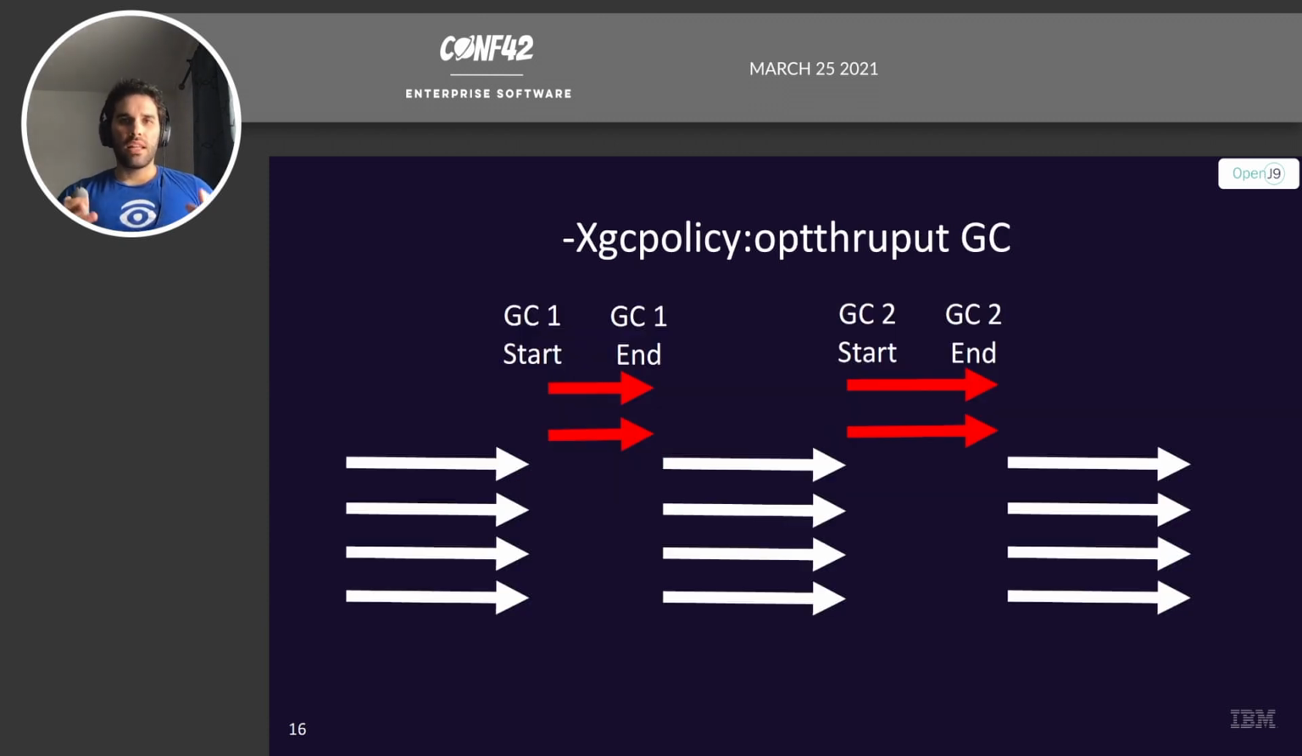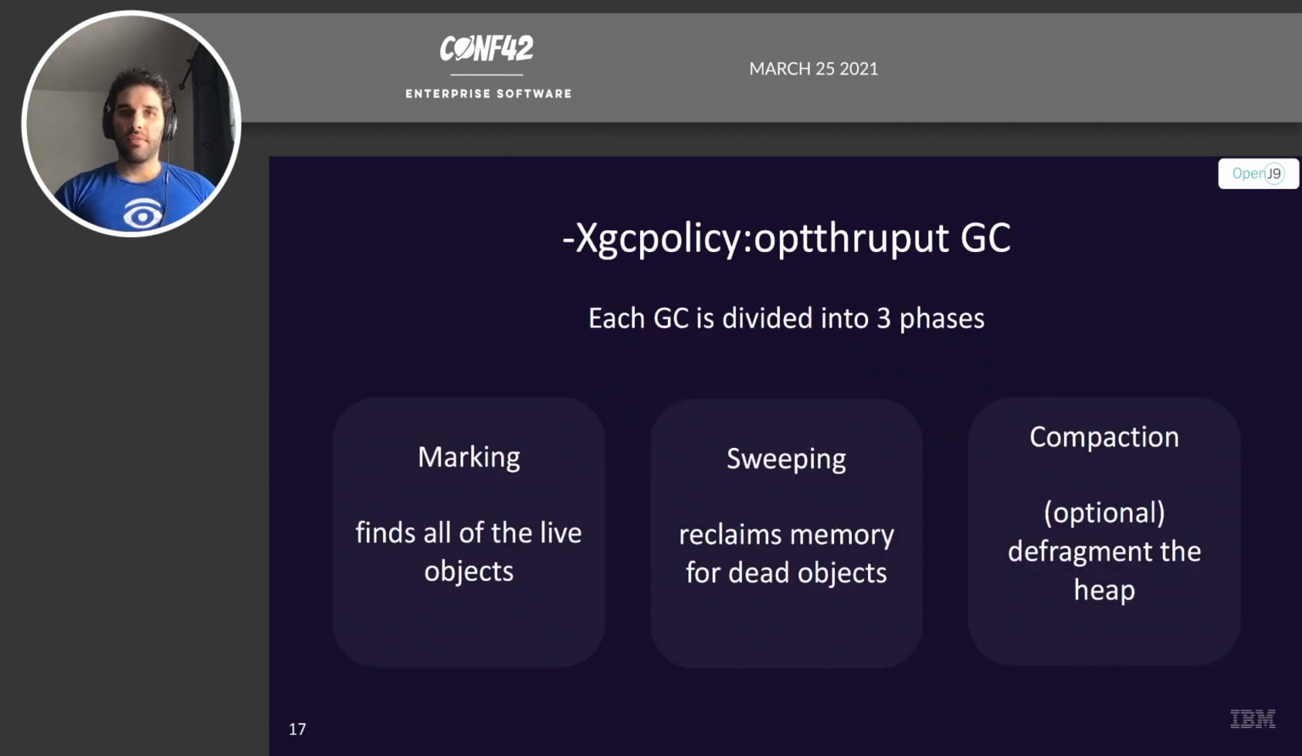So this is how an application behaves under this policy. The white arrows represent the application threads and the red arrows represent the GC threads. So the application starts, right? And as soon as we hit an allocation failure, where we deplete the memory of the heap, we start a GC cycle. That's the red arrows there. So the GC collects the heap while all application threads stop. That's why it's called stop-the-world. And then the application threads can continue from there. So the GC is divided into 3 phases.